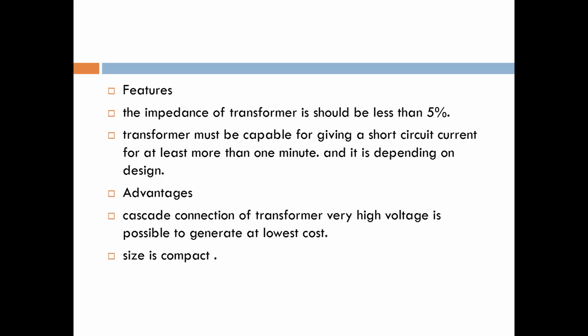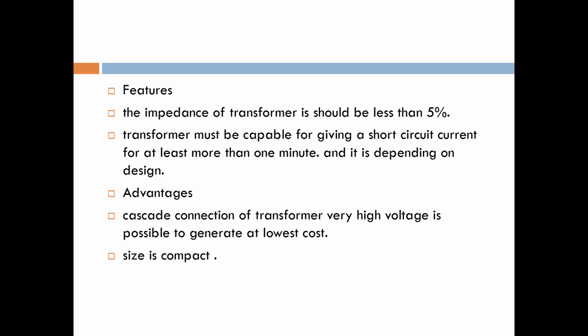What are the different features? The transformer impedance must be less than 5%. The transformer must be capable of giving a short circuit current for at least more than 1 minute, depending upon the design. Now these are the features of cascading of transformers.